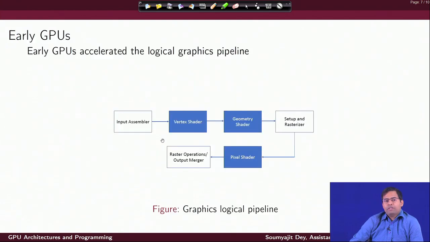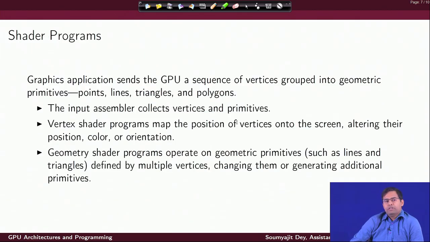After the vertex shader program's execution comes the next colored block here, which is the geometry shader. The geometry shader program will operate on the geometric primitive. That means it is going to operate on specific graphics objects like lines and triangles, which are defined, of course, by multiple vertices together, and it will change them or generate additional primitives for them.